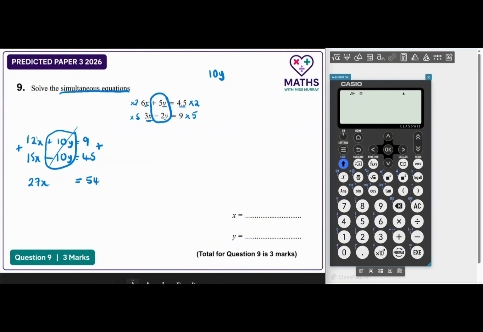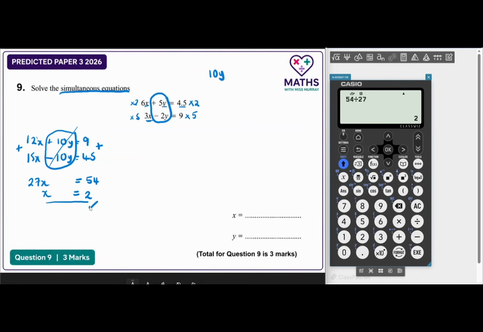So I now need to work out x. So 27 times x is 54. So I divide by 27 and just use your calculator. You've got it there. 54 divided by 27 is going to give me 2. And there it is. But just double check everything on your calculator. So I've got x equals 2. So that would get me a mark there for working out that x is 2.